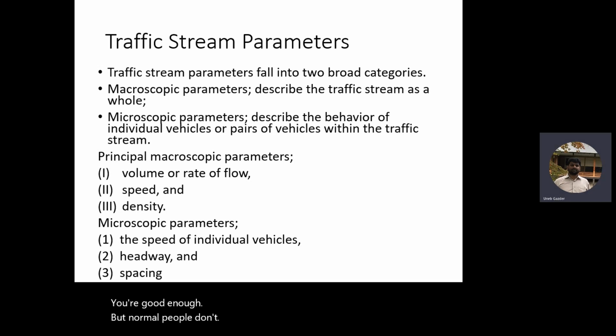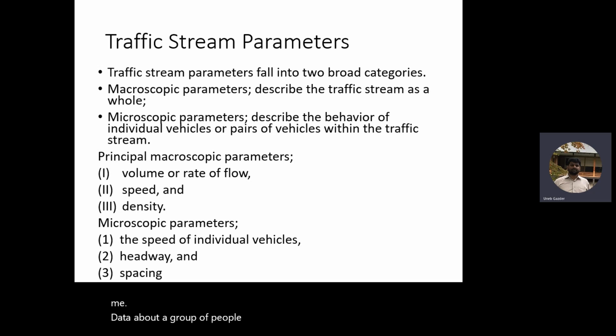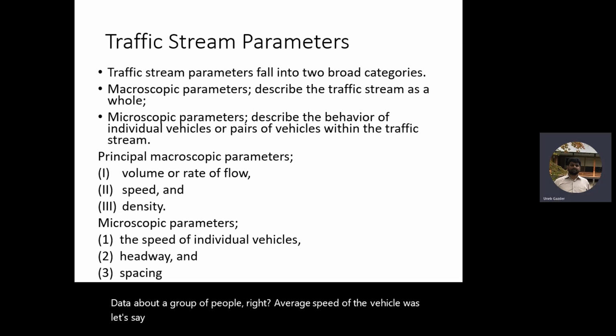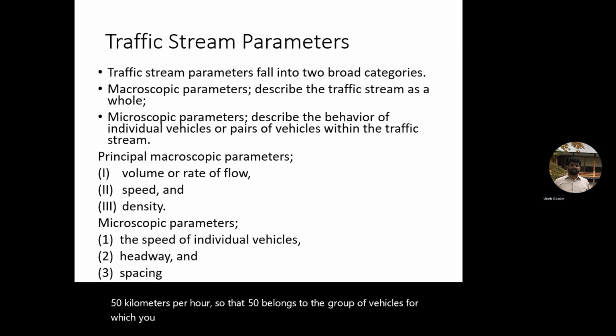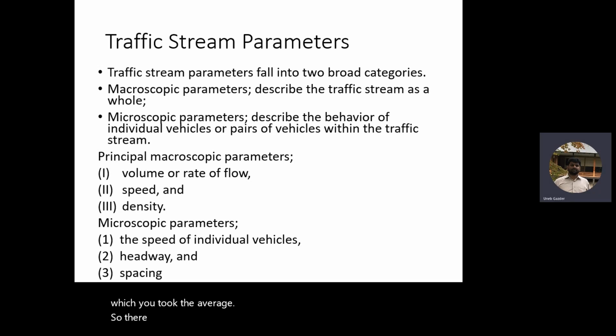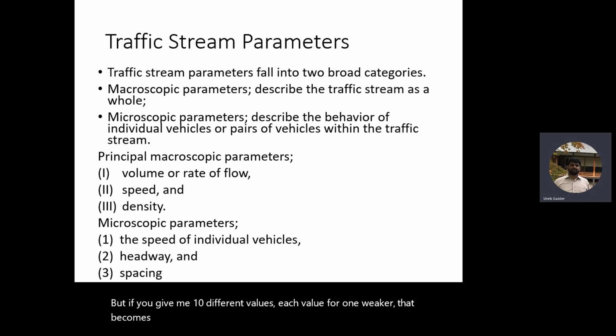Okay. So when you say average speed of vehicles, that means you are giving me data about a group of vehicles, right? Average speed of the vehicle was, let's say, 50 kilometers per hour. So that 50 belongs to the group of vehicles for which you took the average. So when you take speed as average, it becomes macro. But if you give me 10 different values, each value for one vehicle, that becomes micro. Okay.